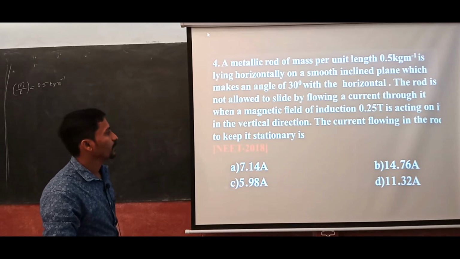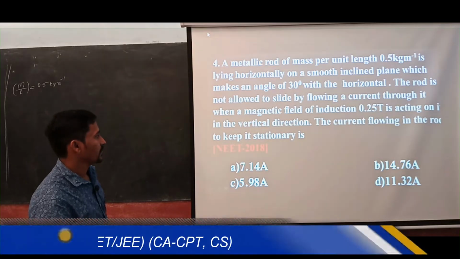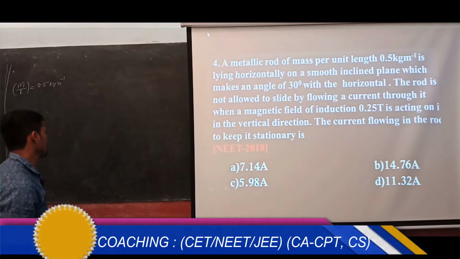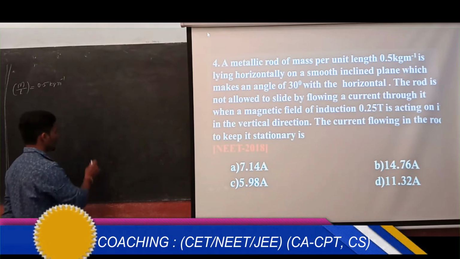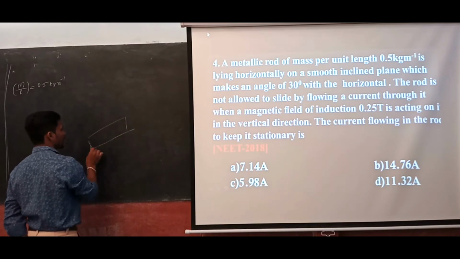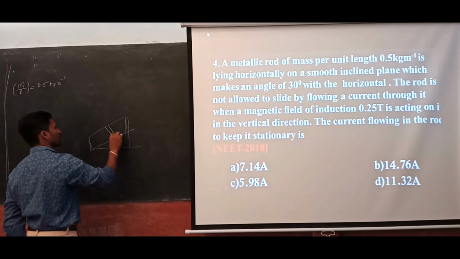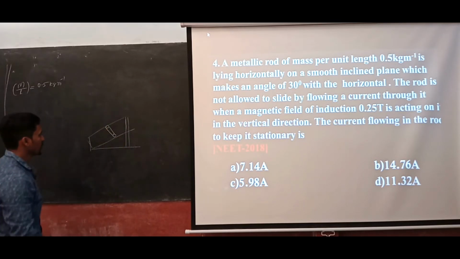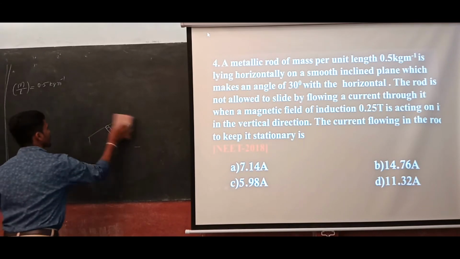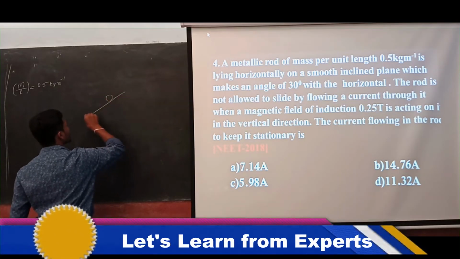The current flowing in the rod to keep it stationary is, okay. Now see, the plane is in this way, which is inclined, where one wire is there. Now if you see in this way, this is a 3-dimensional diagram. If you see in this way, you can see only the circular portion, and in this way, right?